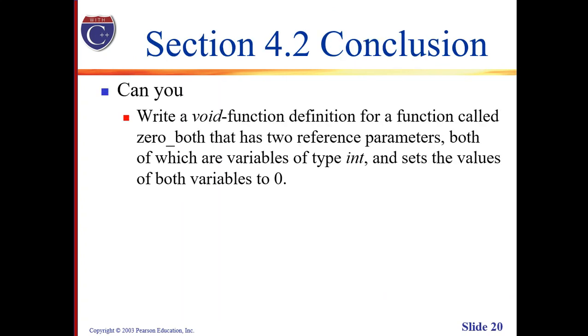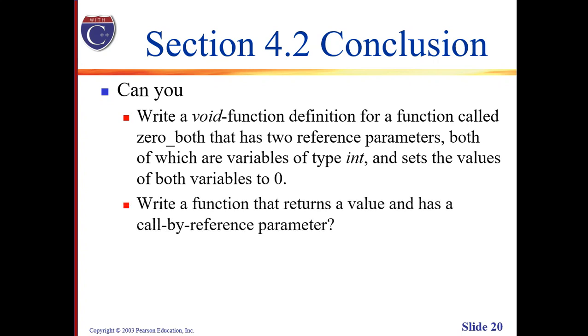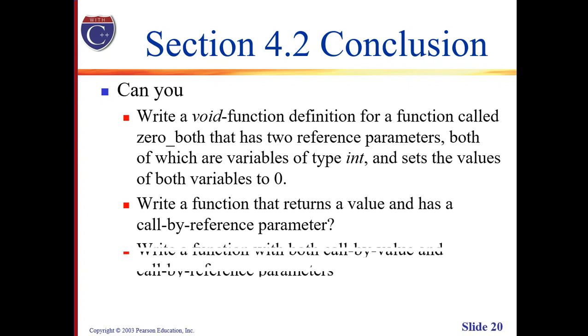At this point, you now know how to write a void function definition for a function that has two different parameters, both of which are variables of type int, and sets the values of both variables to 0. Of course, we now know how to write a function that returns a value and has a call by reference parameter. And finally, we now know how to write a function with both call by value and call by reference parameters.